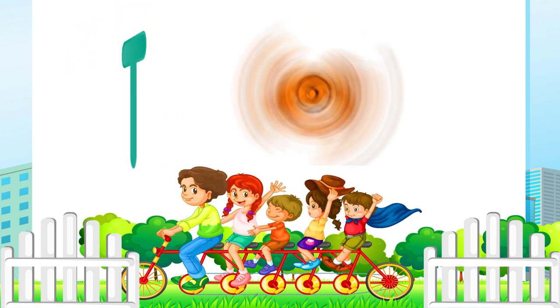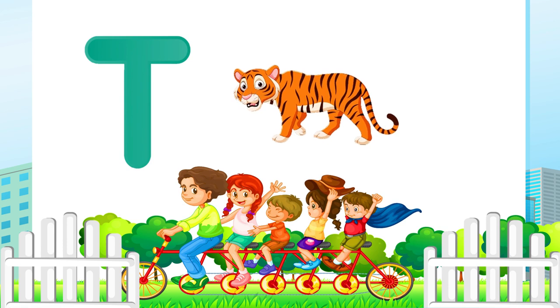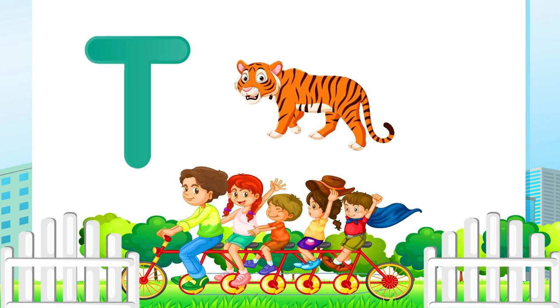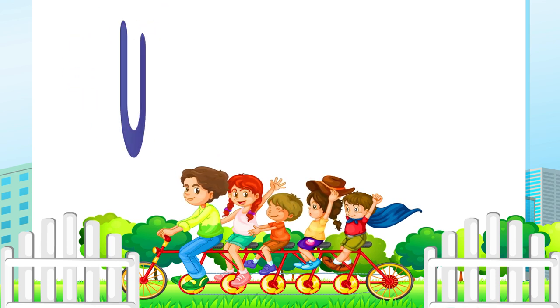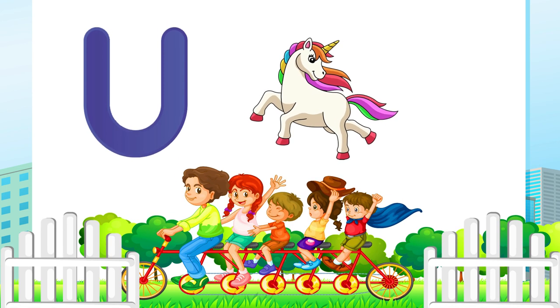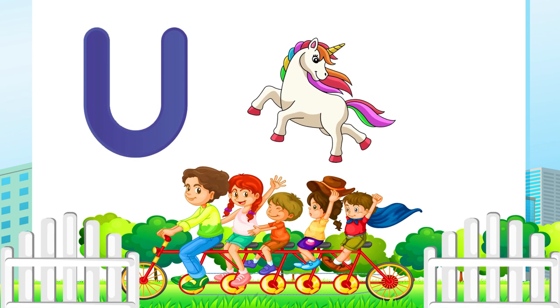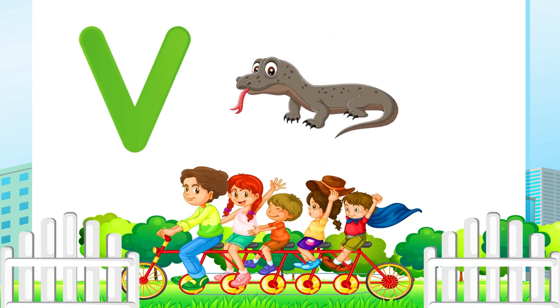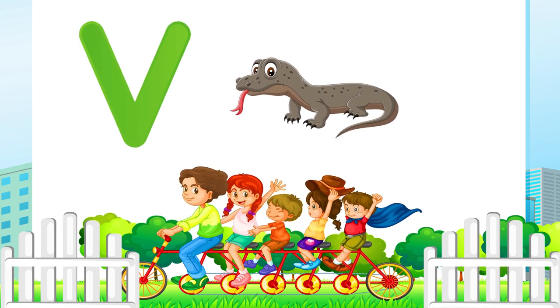T is for tiger. T, t, tiger. U is for unicorn. U, u, unicorn. V is for varanus. V, v, varanus.